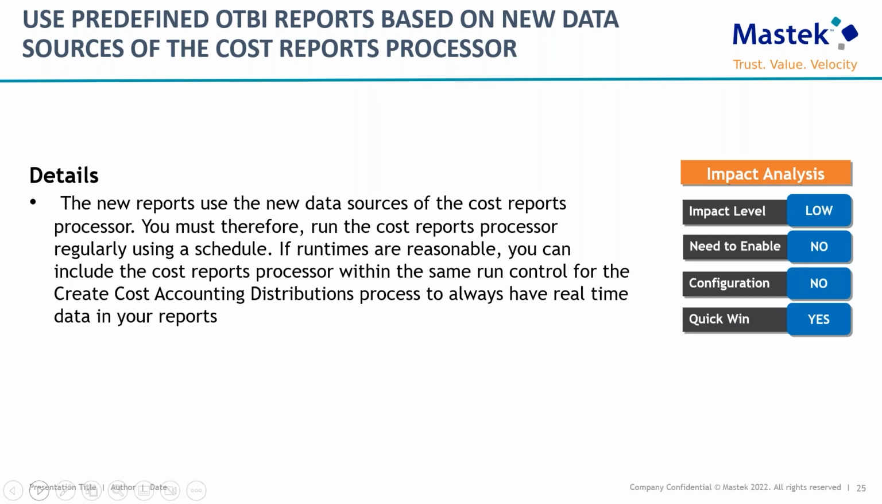Use predefined OTBI reports based on new data sources of the cost reports processor. The details of these features are as follows. The new reports use the new data sources of the cost reports processor. You must therefore run the cost processor regularly using a schedule. If runtimes are reasonable, you can include the cost reports processor within the same run control for the create cost accounting distributions process to always have real-time data in your reports. You do not need to enable this feature, nor is any configuration required. It will be a quick win for the 23 updates, and the impact level is low over here.